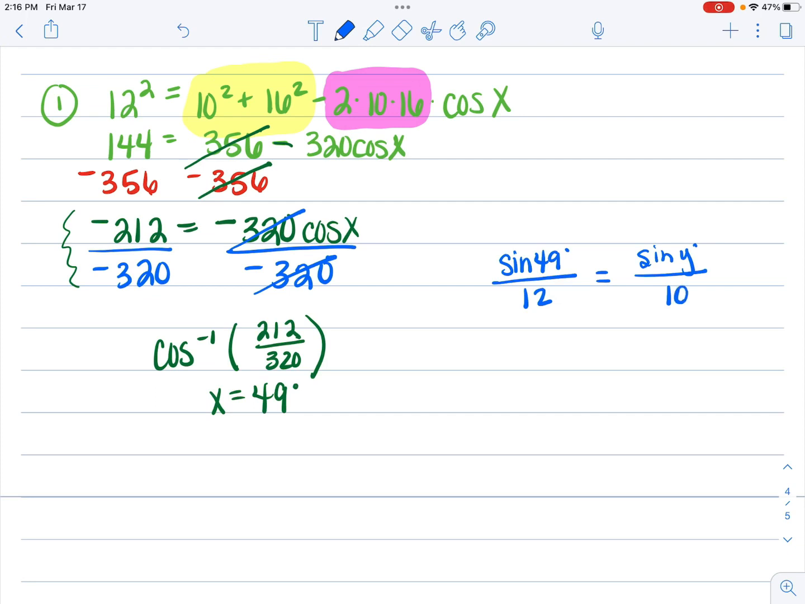Okay, so this is a lot shorter than all of that algebra we just did, because if you watched the last video and paid attention to it, this is very repetitive. So I'm going to do 10 times the sine of 49, and then divide that by 12, and I get 0.628924, a long decimal. And since I'm looking for an angle, I know I'm going to do the inverse sine of my answer.